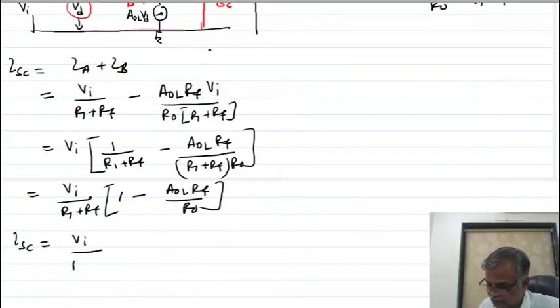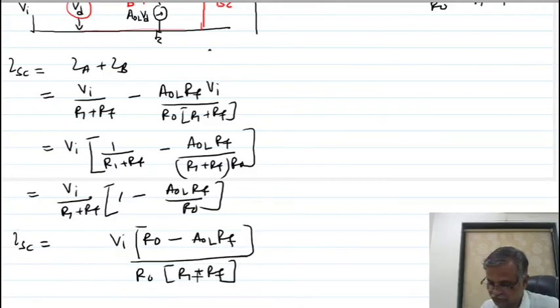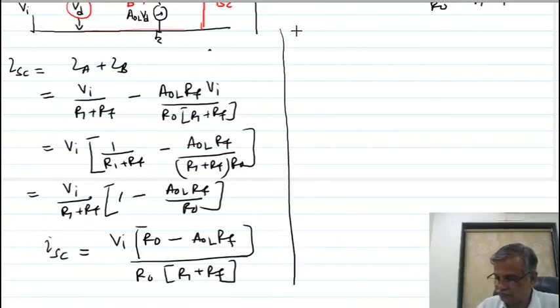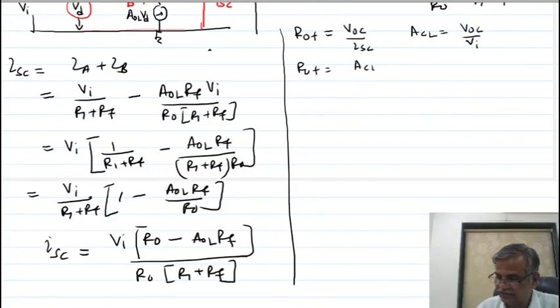So VI upon R1 plus RF, RO minus AOL RF upon RO. This is your short circuit current. Now look here, we have written ROF is nothing but VOC upon I short circuit. Closed loop gain is nothing but the output voltage upon VI. So ROF is nothing but ACL into VI upon ISC.